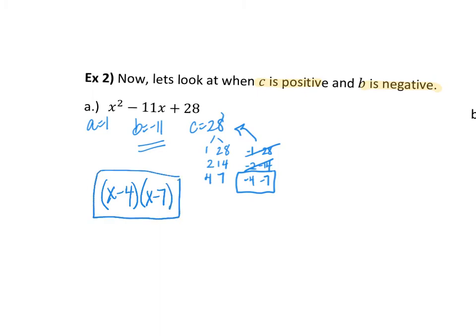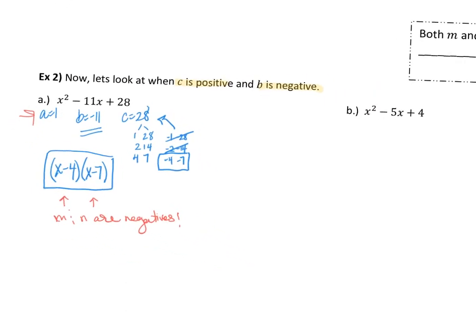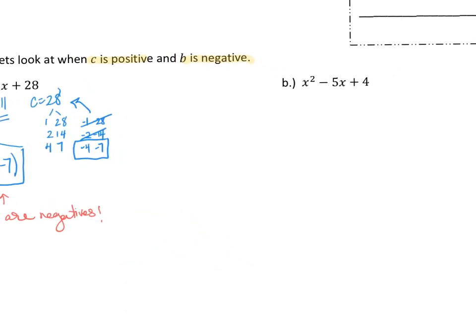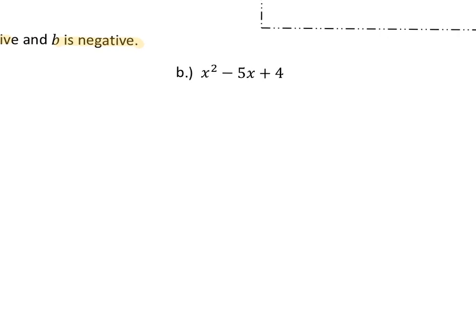So when your B term is negative and your C is positive, it turns out that both your M and your N are negatives. But like I was saying, don't memorize that. Those are little shortcuts to help you remember, but if you just go through these steps, then you're fine. Okay, let's look at B over here, and then we'll jump to example 3 after this.